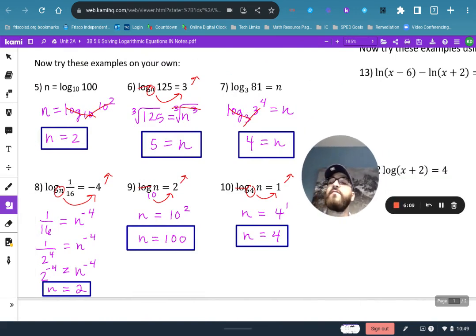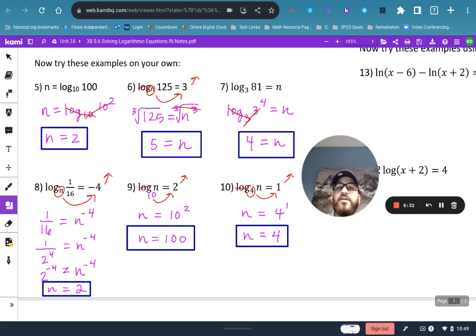So we got 5, n is equal to log base 10 of 100. Log base 10, I can change that to 10 squared, cancel out the 10. So we get n is equal to 2. On number 6, log base n of 125 is equal to 3. I can shift that over into an exponent. So 125 is equal to n to the third. Then I can cube root both sides, and that means 5 is equal to n.